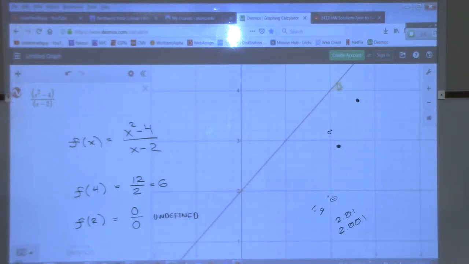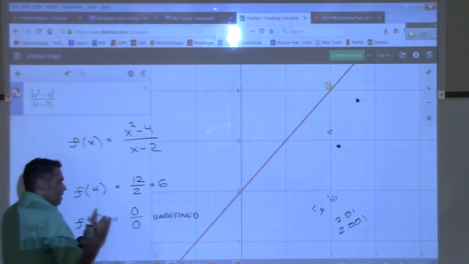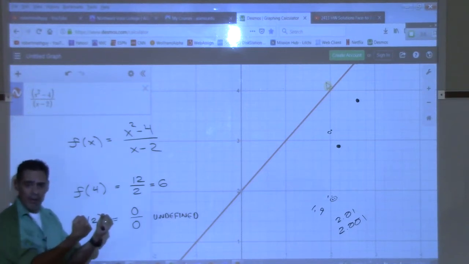Okay, so if I'm at 2.14, you see I'm at 4.14, and try and get closer. Notice the y coordinates. What are the y coordinates all very close to? They're all close to 4, right? I'm trying to get closer. 2.05, I'm at 4.05, right? So even though at 2 I'm undefined, if I'm just a little bit past 2, there's an answer. It looks like it wants to be 4, right?